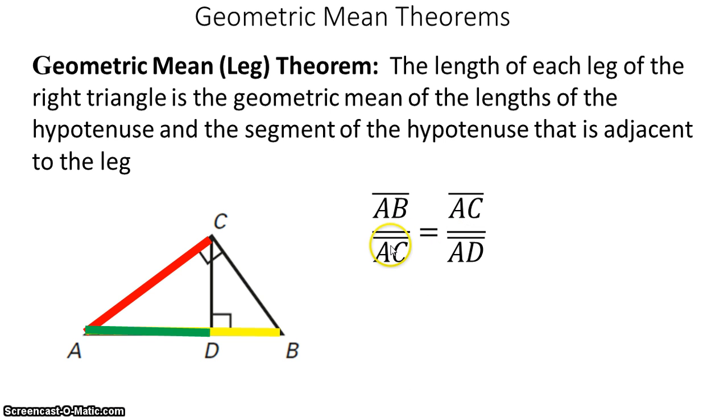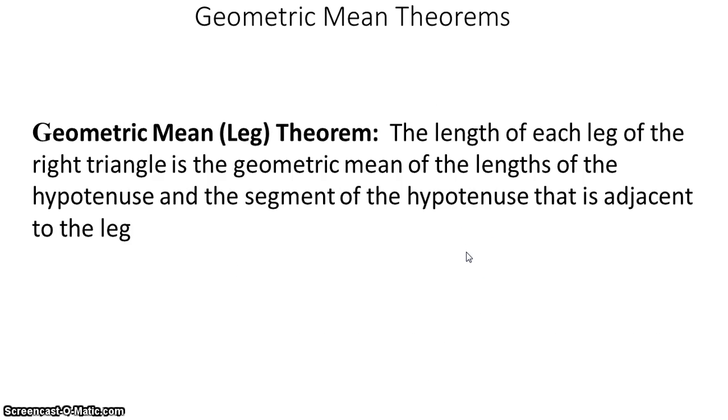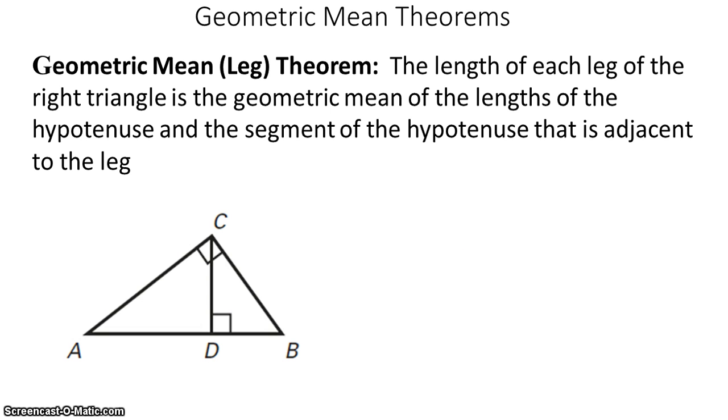So again, I have AC diagonal across from each other. That's the piece that's the geometric mean. AB and AD can go in either one of these spots. You can flip them around as long as they're going to multiply together. So then I can look at the other leg, leg CB, and that is going to be the geometric mean of the whole hypotenuse again and the segment of the hypotenuse that is adjacent to leg CB, which would be DB.